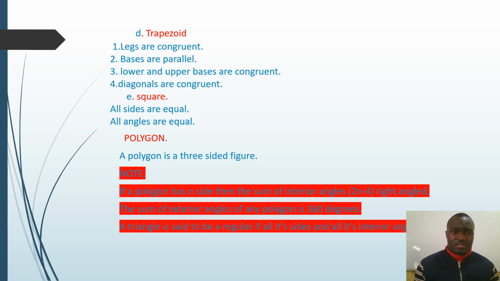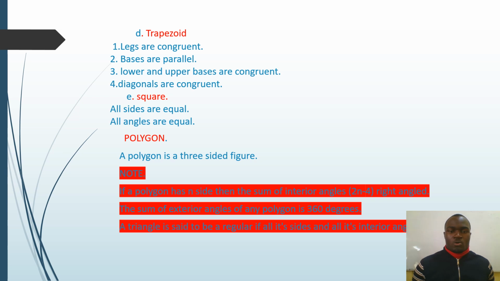So our next thing that we're going to talk about is the polygon. We're going to talk about the polygon. And a polygon is a three-sided figure. Polygon is a three-sided figure. Triangle is an example of a polygon.